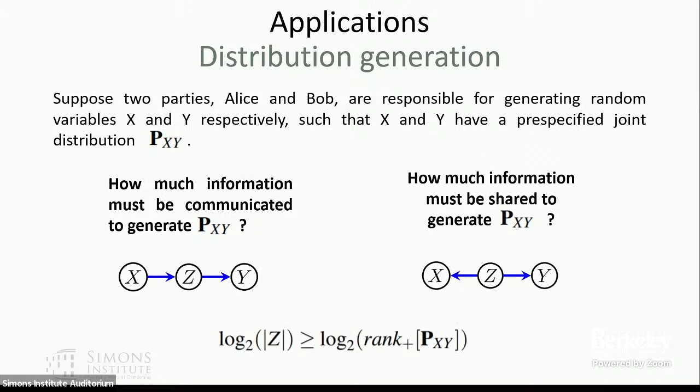The result was that the cardinality of Z must be bounded by the non-negative rank, and we just put the logarithm here for it to correspond to how the question was originally asked.